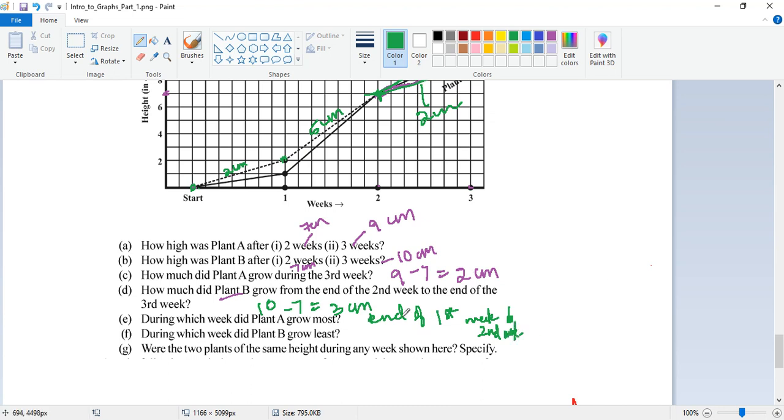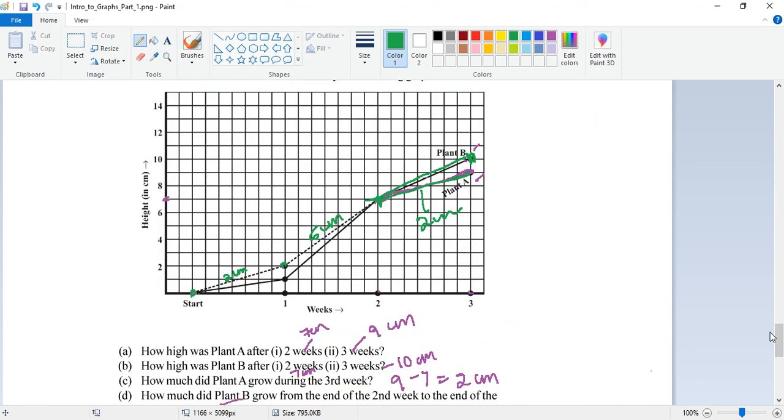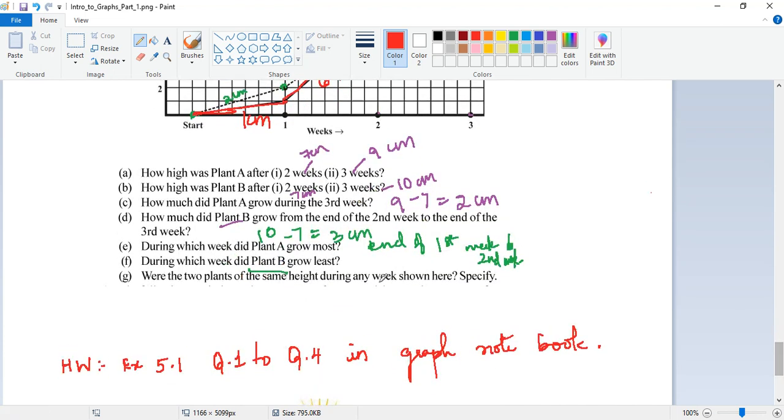Now, during which week did plant B grow least? So when was it less, they are asking. Let me use a red pen to indicate this. If you look at the dark ones, from here to here it has grown 1 centimeter. From here to here it's like 6 centimeter or something. And from here to here is 3 centimeter, right? So this is your plant B. The least is in the first week, 0 to 1 week, right?